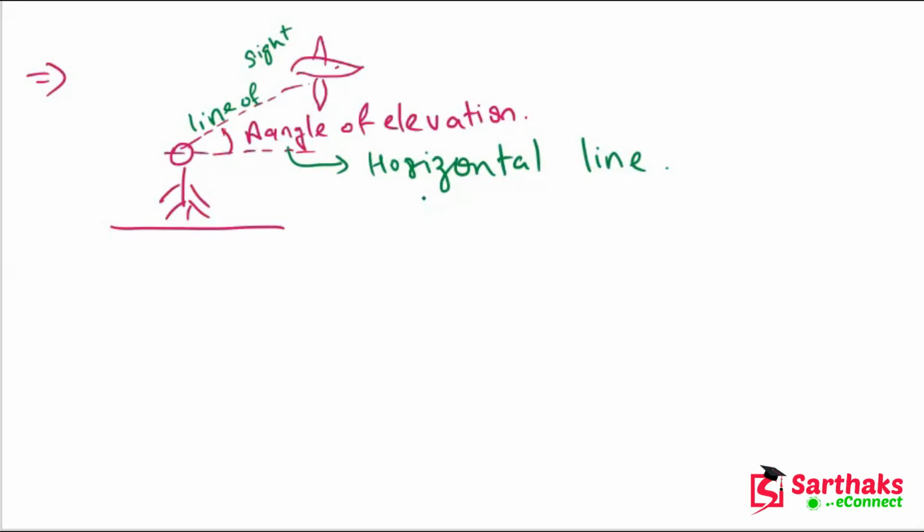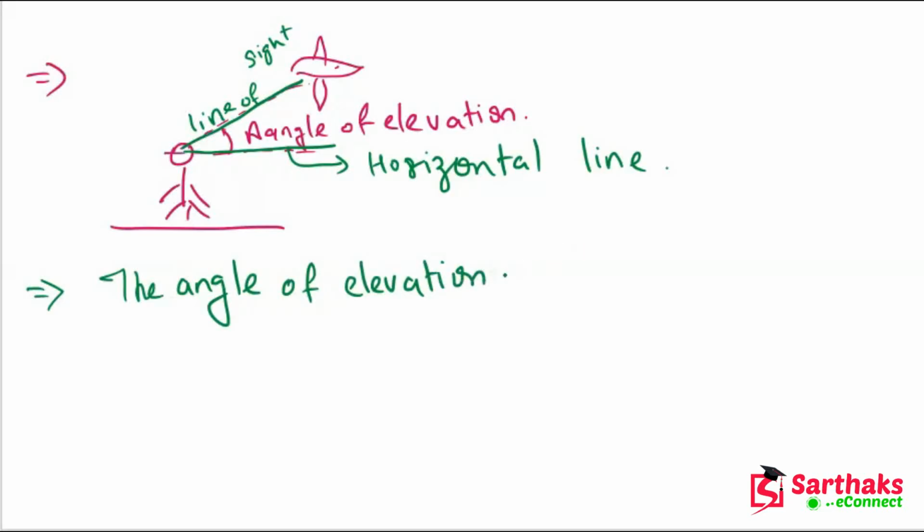So, if the line of sight is upward from the horizontal line, then the angle formed is an angle of elevation. It means that if the line of sight is above the horizontal line, then we can say that the angle formed is an angle of elevation. Okay, so there is another definition of the angle of elevation.